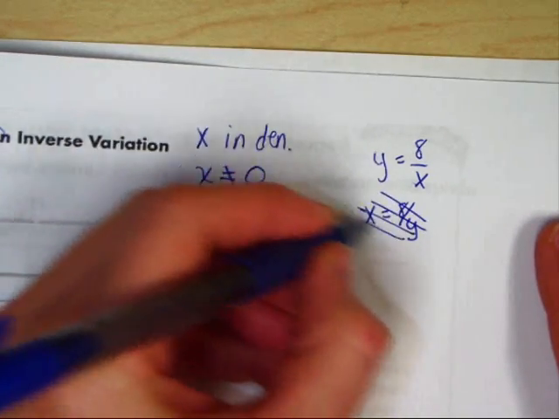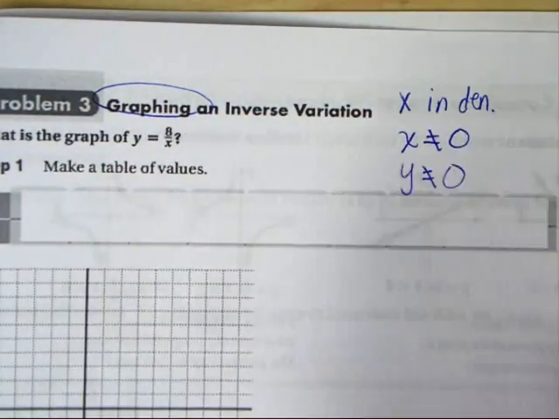All right, but let's go back to our original, where we have y equals 8 over x. My table of values, here's what we're going to do.